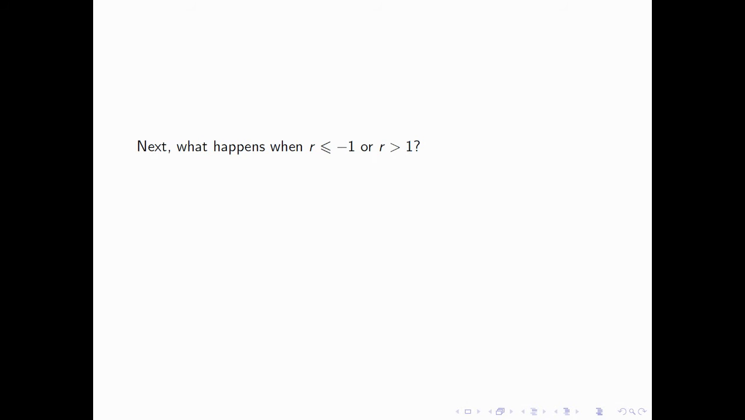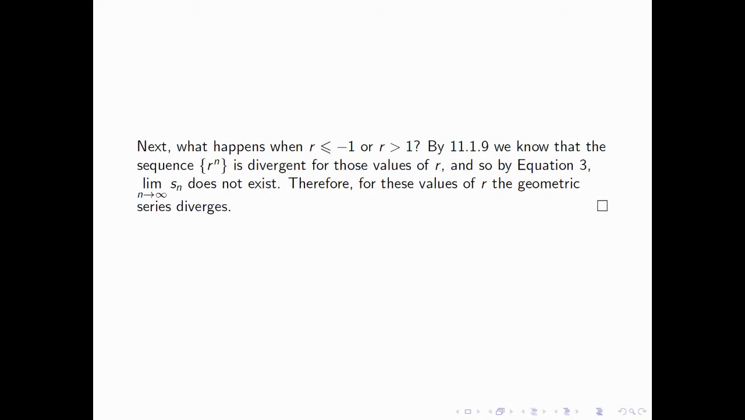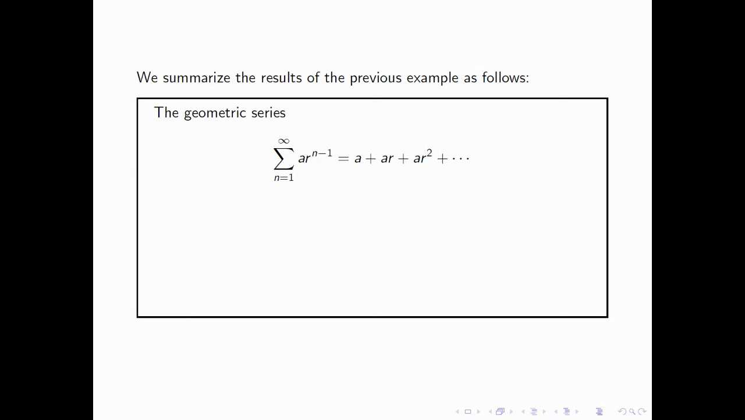Now, we've already handled the case r is equal to 1. We haven't looked at r is equal to -1, and we haven't looked at any value larger than +1 or less than -1. So let's look at those. One of the results we did in last week's lecture, so please go have a look at it, 11.1.9, is that the sequence r to the n is divergent for all those values of r. And so by equation 3, the limit as n goes to infinity of Sn does not exist when r has any of those values. So for these values of r, the geometric series diverges.